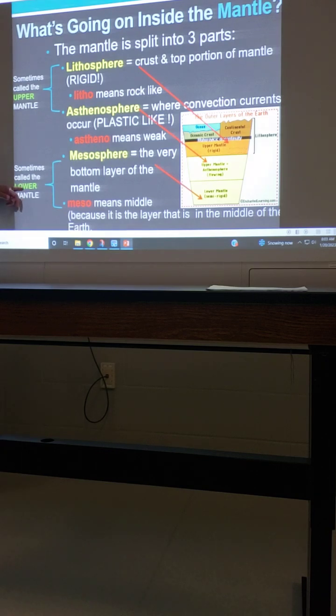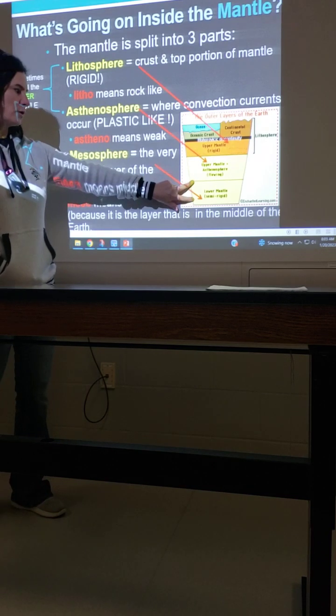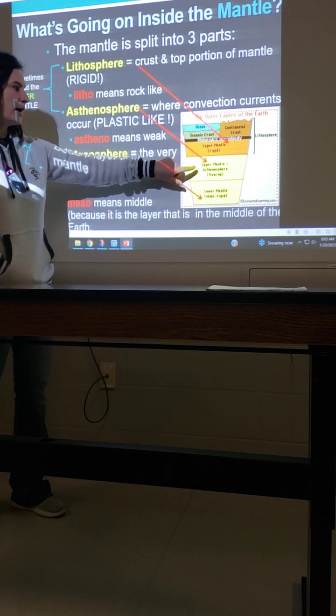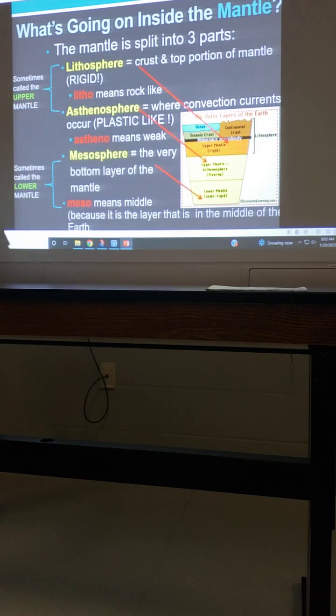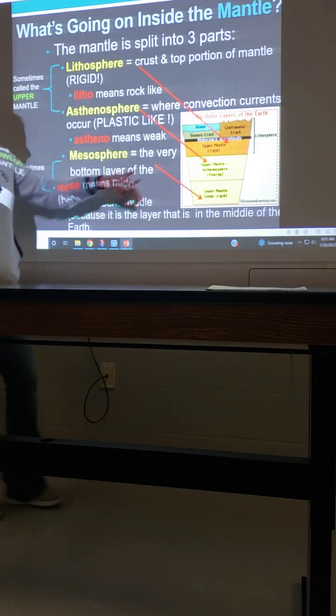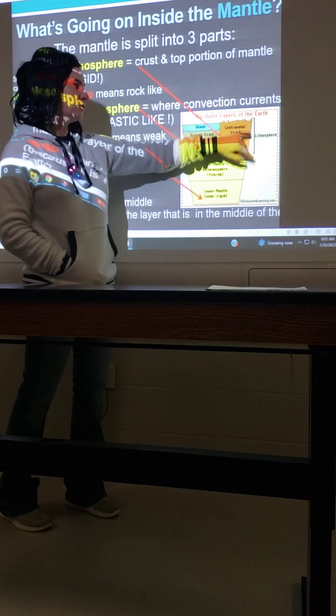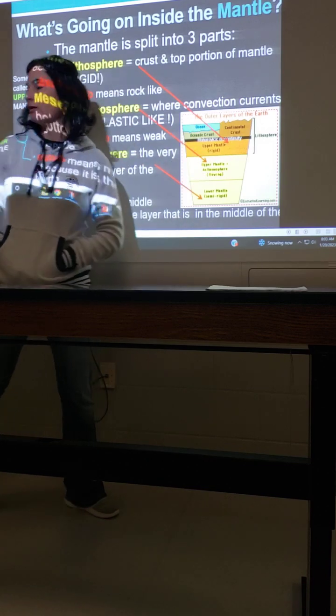This is sometimes considered the lower mantle. I'm not going to need you to be able to identify that, but you'll probably see that on some diagrams and pictures. So this would be considered the lower mantle, and you see that right here. And then these two are typically considered to be the upper mantle. And then obviously the lithosphere is not only mantle, but it's including that crust as well.